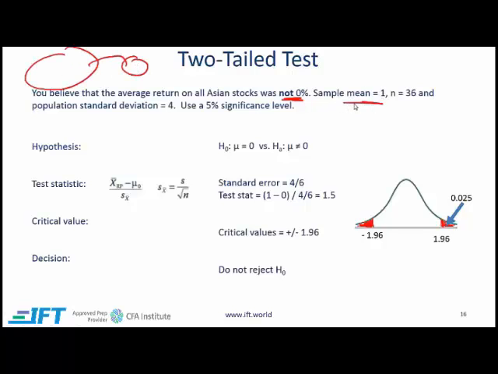The sample mean is 1, and let's say the sample size is 36. The population standard deviation is 4, and you want to use a 5% significance level. So what is your belief? Your belief is that the return is not 0%. Now, how do you test this?